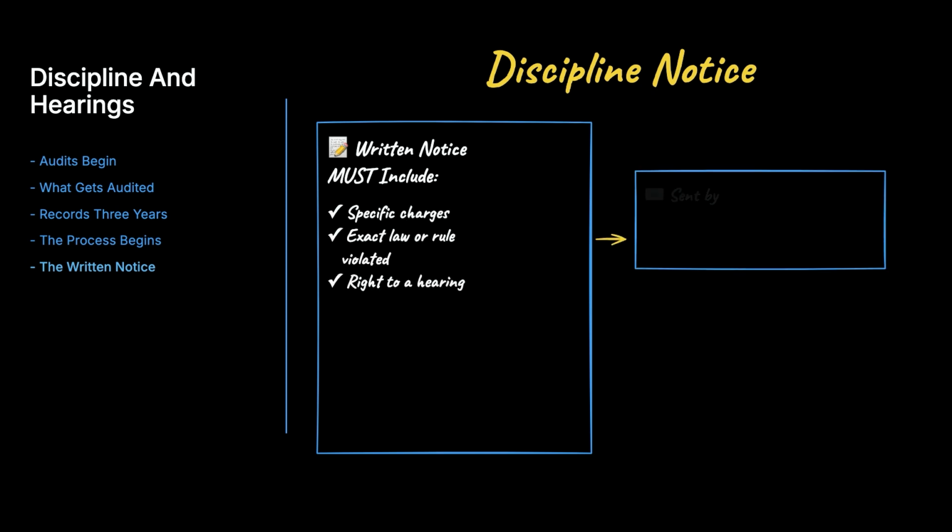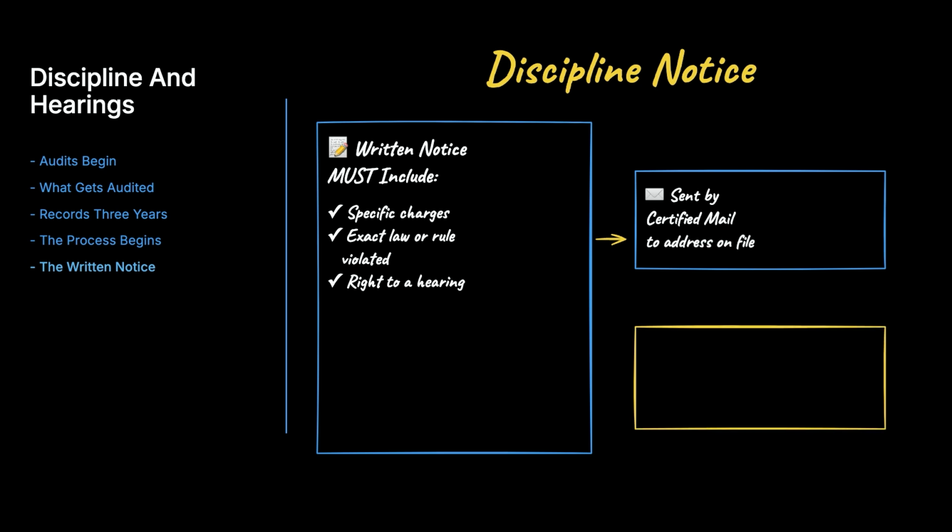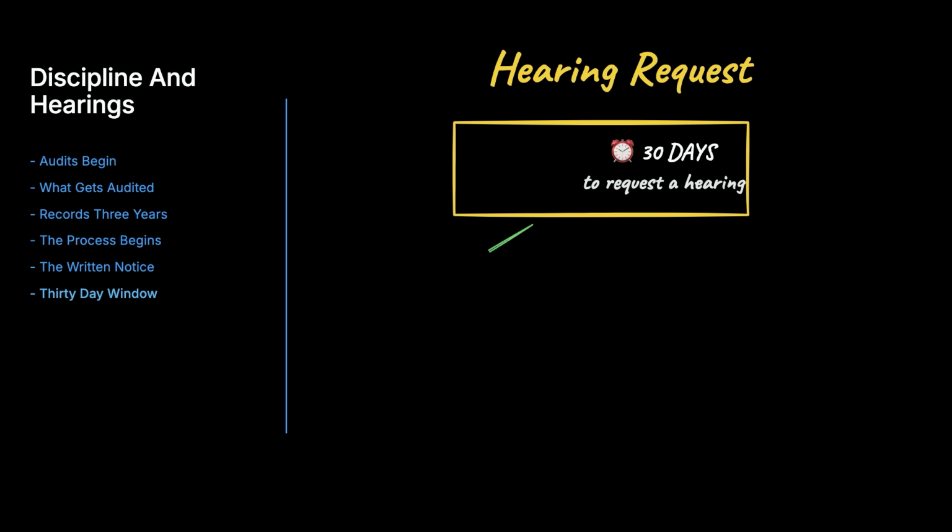That notice must state the specific charges, name the exact law or rule allegedly violated, and explain the right to a hearing. It's usually sent by certified mail to the licensee's address on file. That's one reason keeping a current address is itself a duty. Here's the single most tested number in this section.